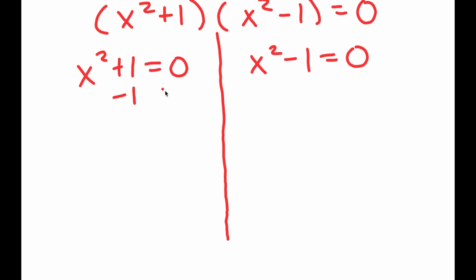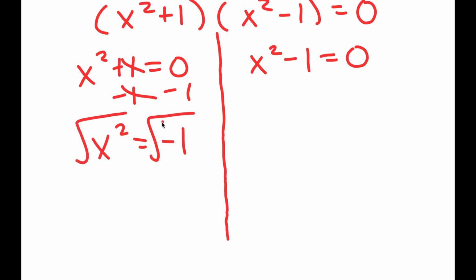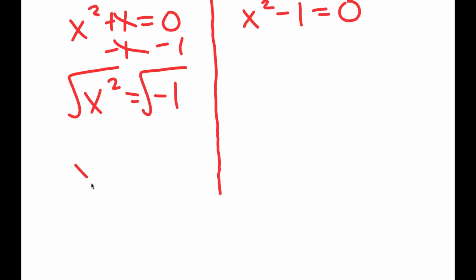So from my left-hand side, I can subtract both sides by 1, and I get x squared is equal to negative 1. And if I take the square root on both sides, I get x is equal to positive or negative i. i is the square root of negative 1.